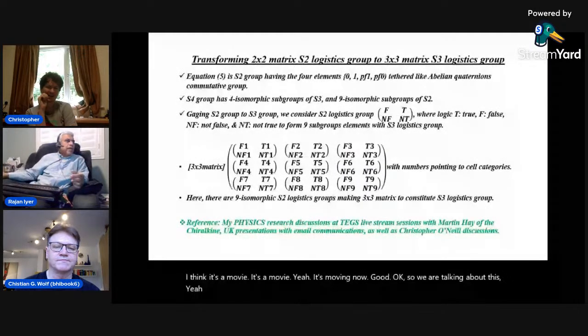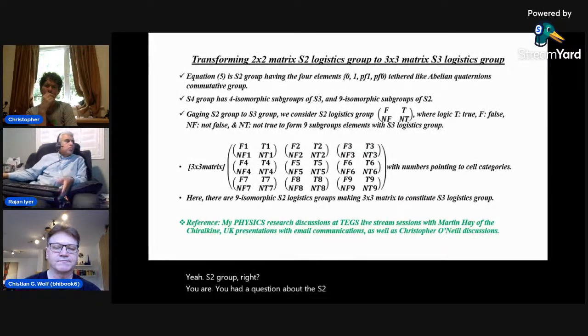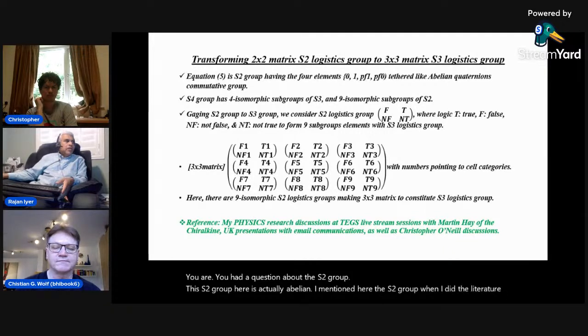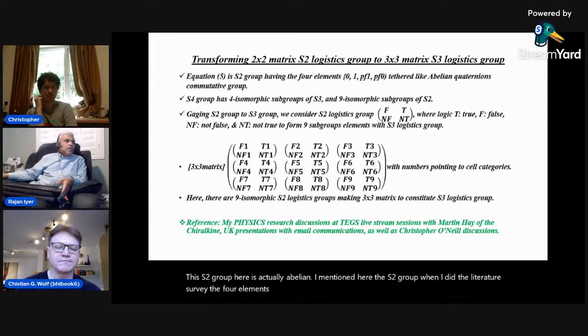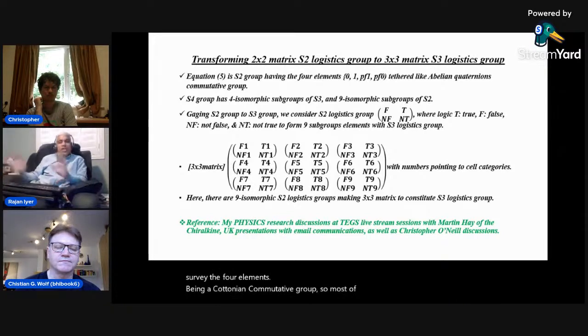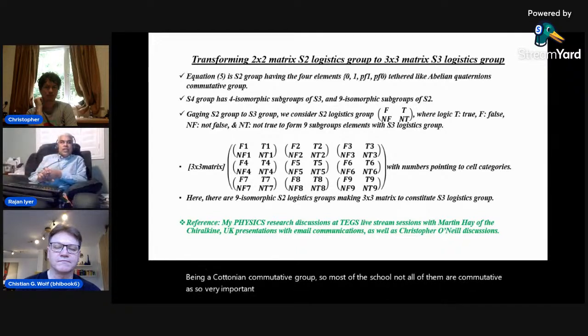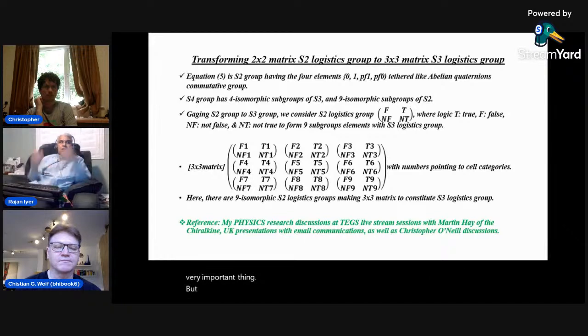Talking about this S2 group, you had a question about the S2 group. This S2 group here is actually abelian. I mentioned here the S2 group, when I did the literature survey, the 4 elements, abelian quaternion commutative group. So most of the S2, not all of them, are commutative. It's a very important thing, but I think they have the abelian property.